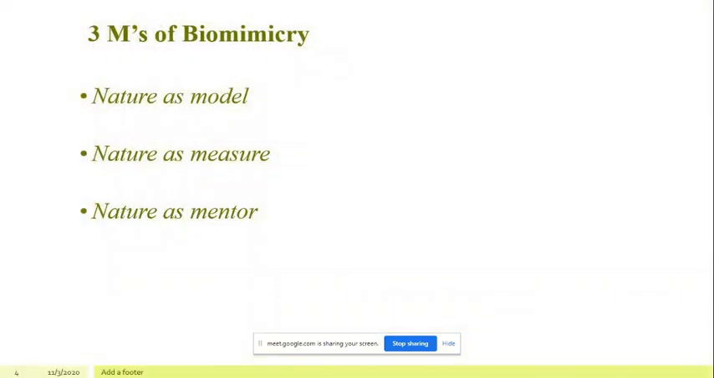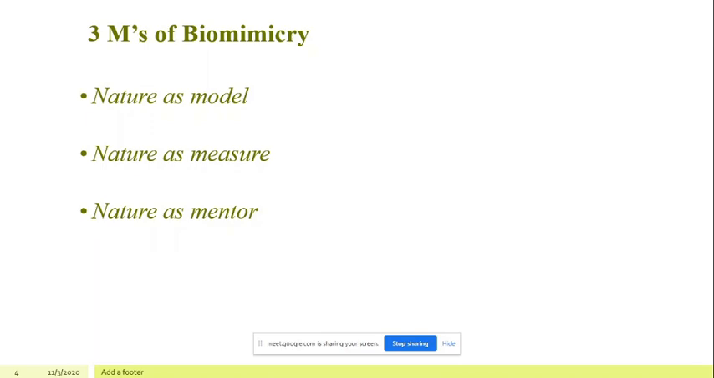So there are 3 M's of biomimicry. They are model, measure and mentor. Nature as a model: we have to consider nature as a model for every process and take inspiration to design to solve man-made problems, such as solar cells, which were inspired by the structure of leaves and their ability to grab sunlight.